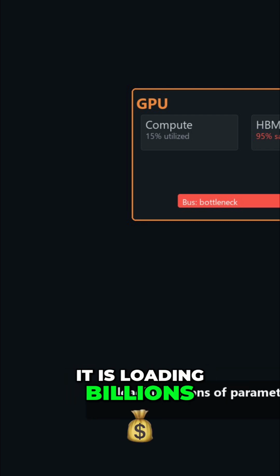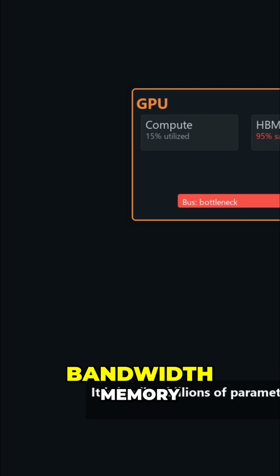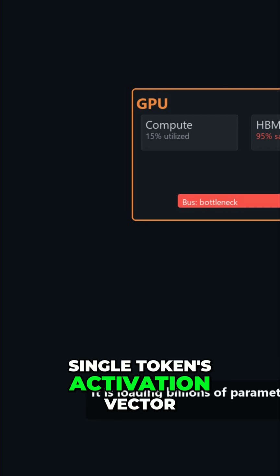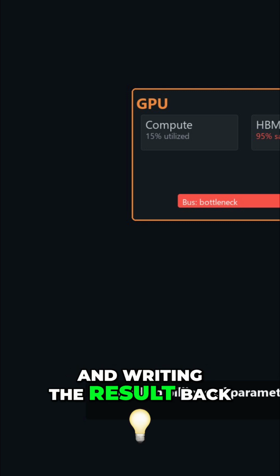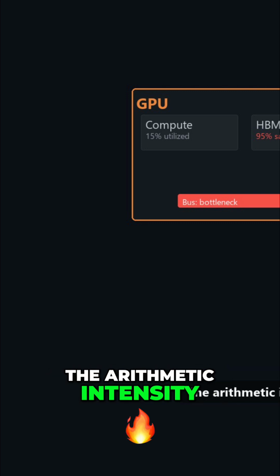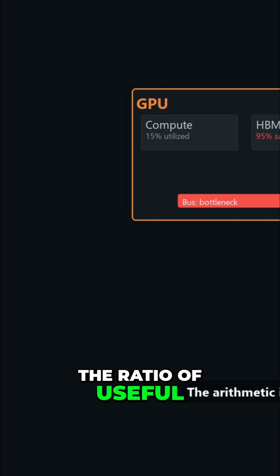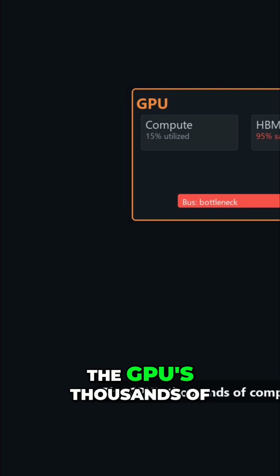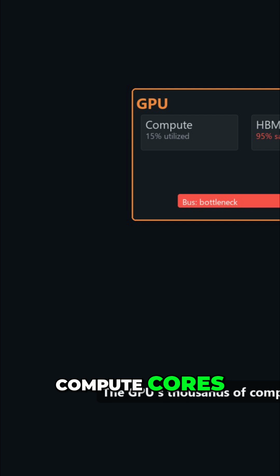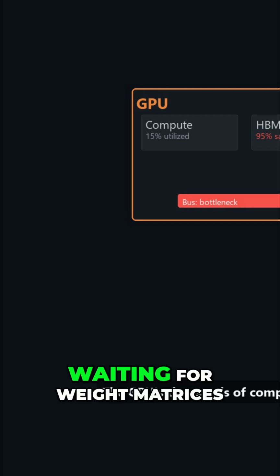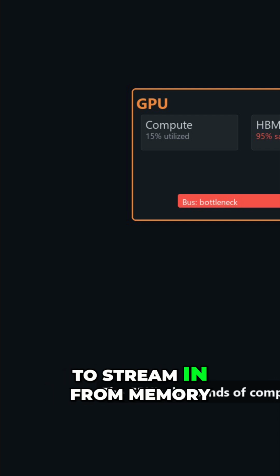It is loading billions of parameters from high bandwidth memory, multiplying them by a single token's activation vector, and writing the result back. The arithmetic intensity, the ratio of useful compute to memory traffic, is tiny. The GPU's thousands of compute cores sit mostly idle, waiting for weight matrices to stream in from memory.